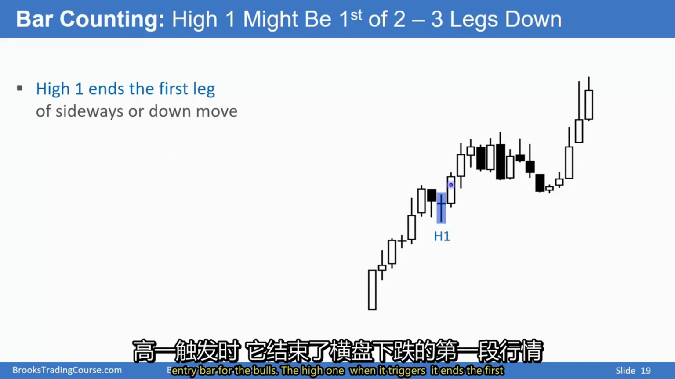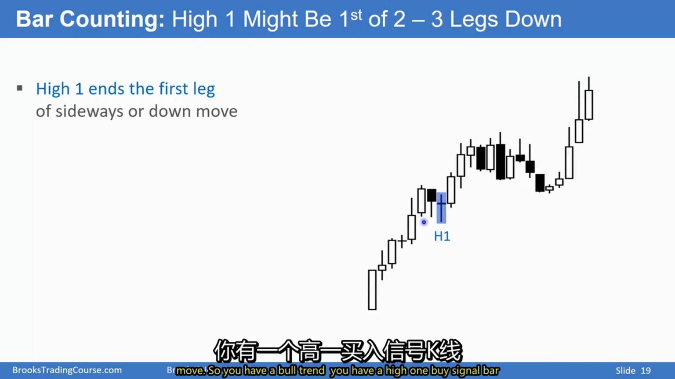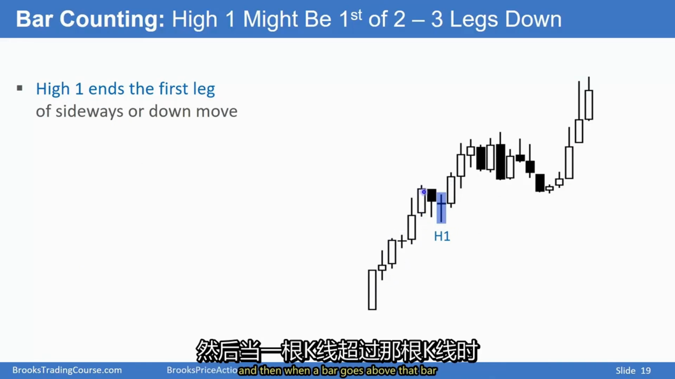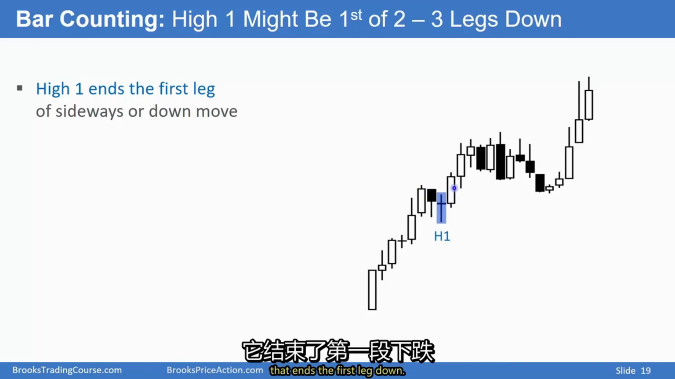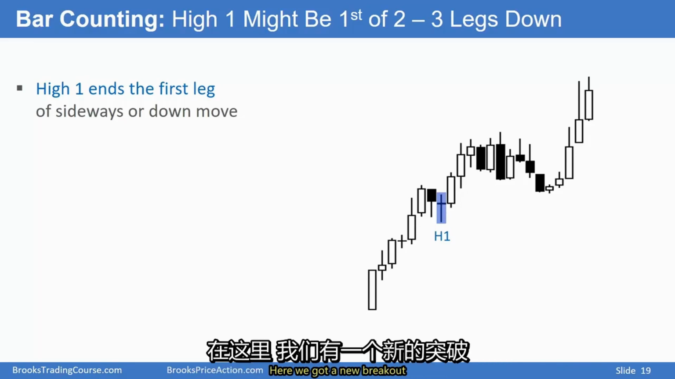The high 1, when it triggers, ends the first leg of a sideways to down move. So you have a bull trend, you have a high 1 buy signal bar, and then when a bar goes above that bar, that ends the first leg down. It may be the only leg down, but it ends the first leg down.